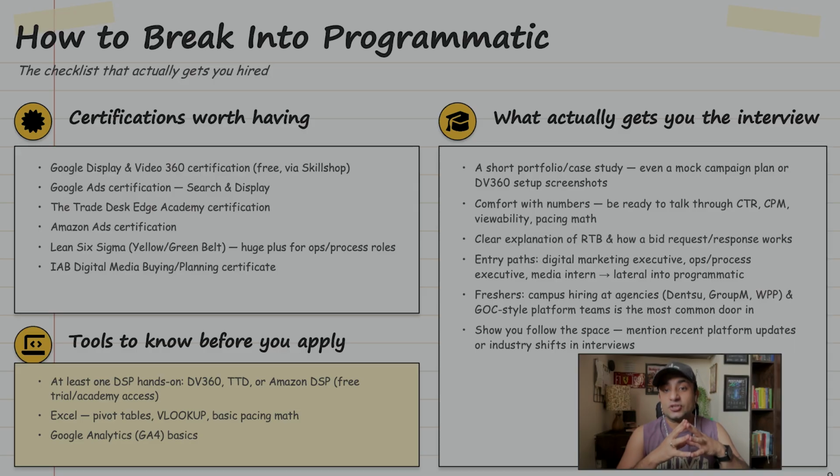Entry paths: digital marketing executive, ops role, or senior process executive, or from media intern you get it lateral into programmatic. For freshers, campus hiring is done across many big agencies like Dentsu Group, WPP, and for GCC style companies like GOC or Amazon Operation Center, the platform teams are always like a door of entry for you to get into programmatic roles, like I started. So show you follow the space, mention recent platform updates or industry shifts in interviews.